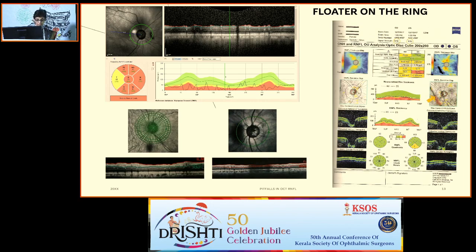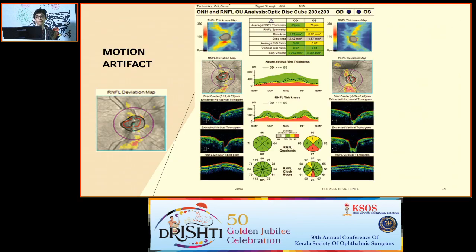That is the third pitfall that you have to avoid. In this Cirrus printout, you can see a floater which is abutting on the measurement ring in the deviation map, and that is why you see in the inferotemporal portion there is a thinning in the TSNIT profile or in the measurement circles.